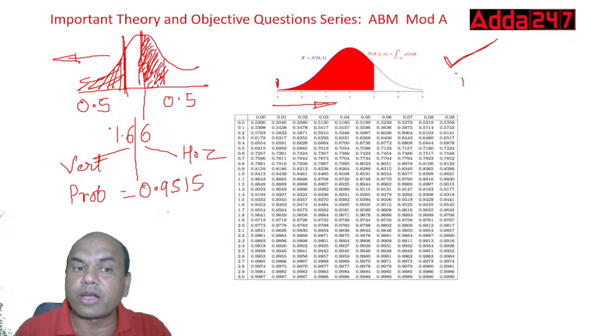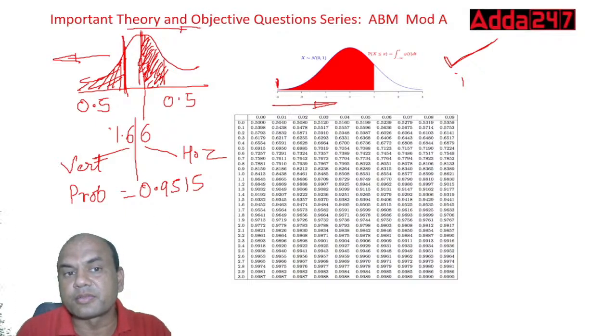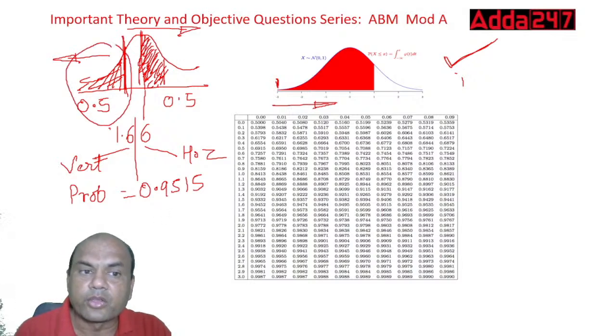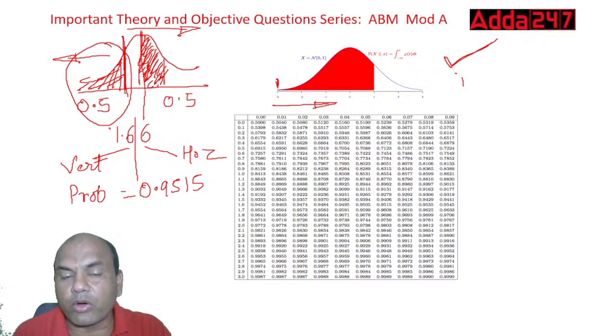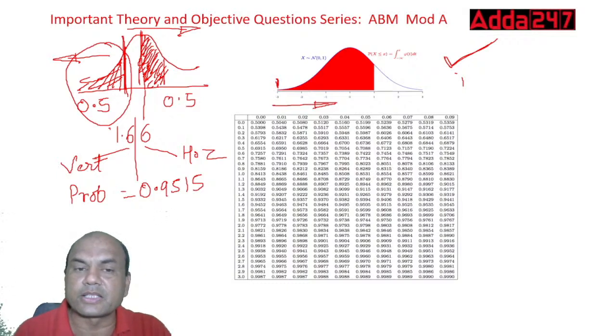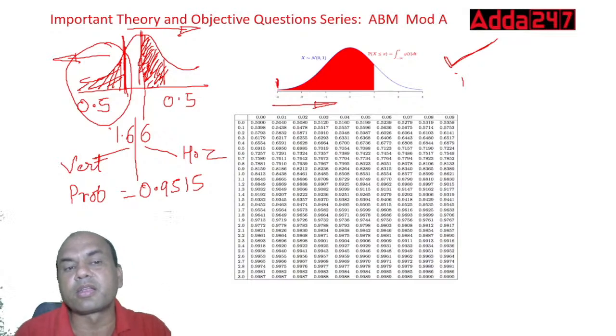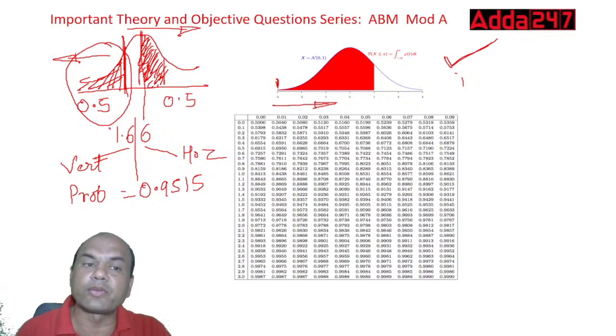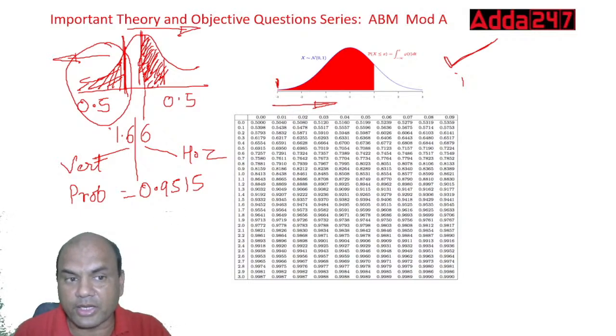If I would have required above 1900, then I would have required the other area. But I want below 1900, so I require this part. And 0.9515 is the answer I've got. It means this area only I've got. So my answer here is luckily the same, 0.9515, because I'm counting from the left side and I've got the area of the left side only.